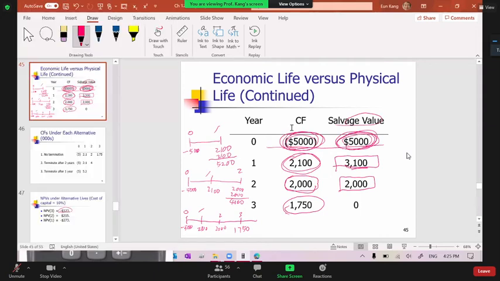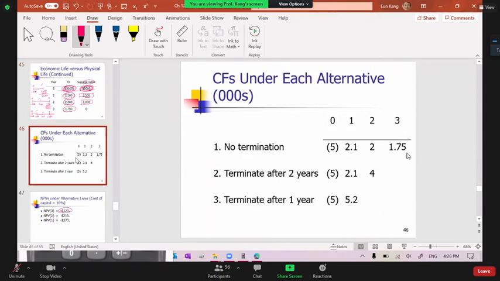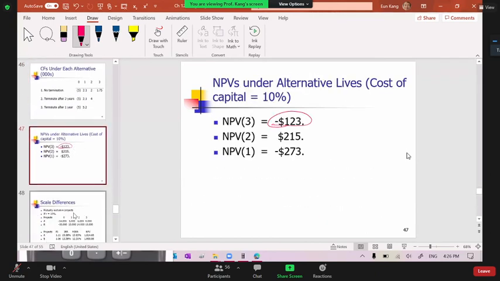But if you have abandonment option, right, then what? This is what I'm saying. No termination is in thousands, right? Like this. 2 year termination, 2.14. And 3 year termination, 5 years. This is exactly what I did here, right? And then you calculate net present value. 3 year net present value is negative. 1 year net present value is also negative.